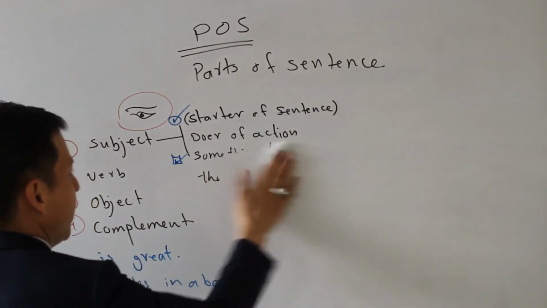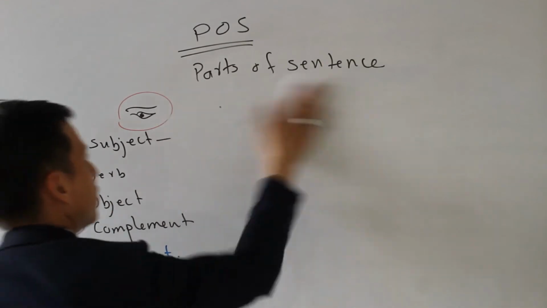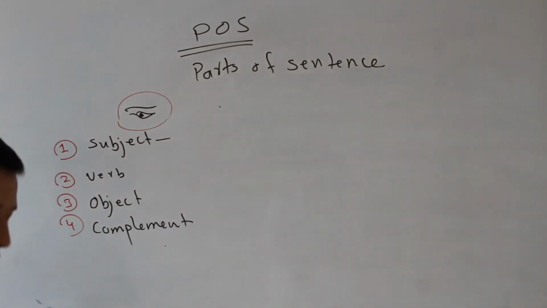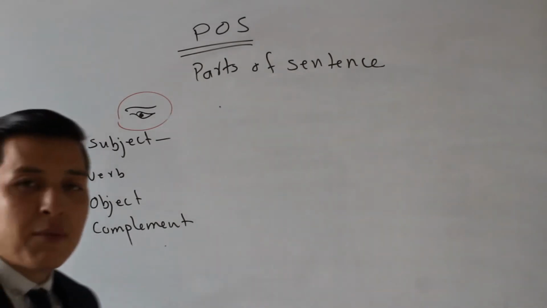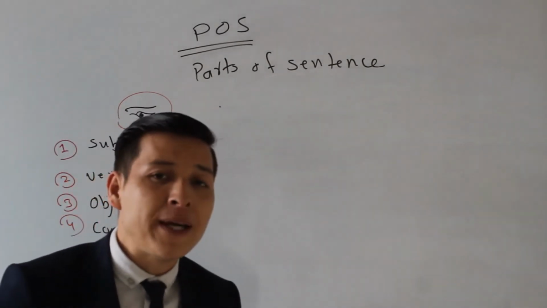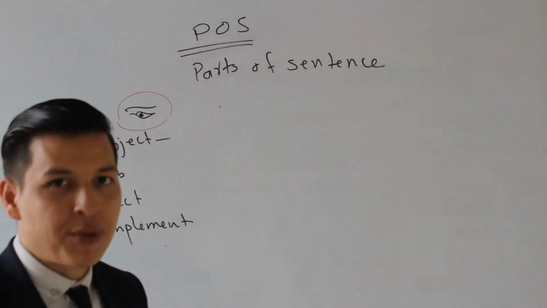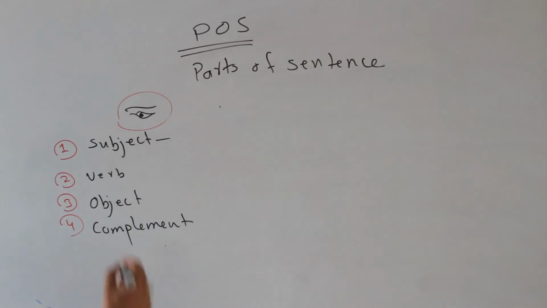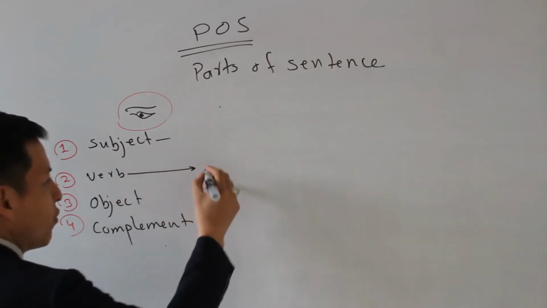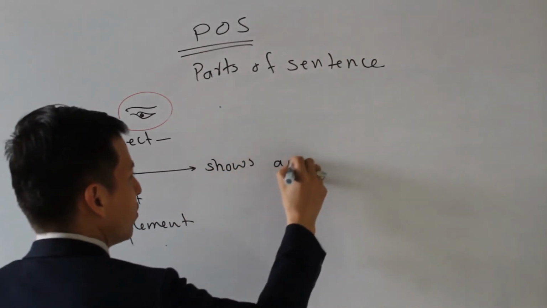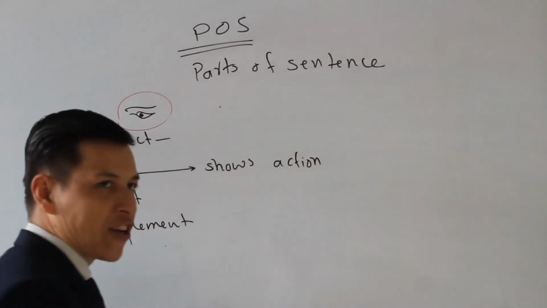So I'm going to clean the subject and the example. Let's talk about another part of the sentence, that is a verb. As you know better, in parts of speech also I told you that a verb is a word that shows action, state of being. Action and state of being. So now in here we say, what is a verb? So verb shows action.